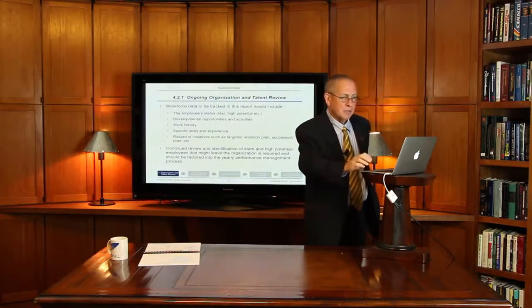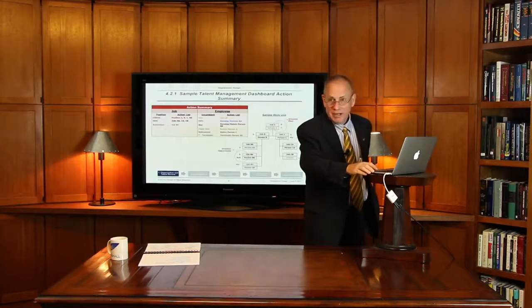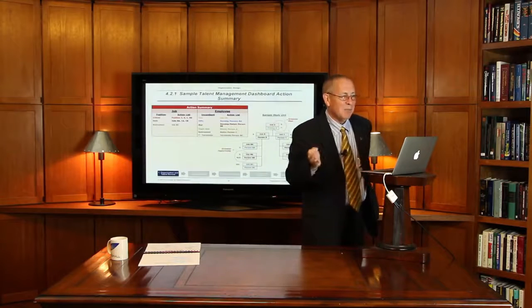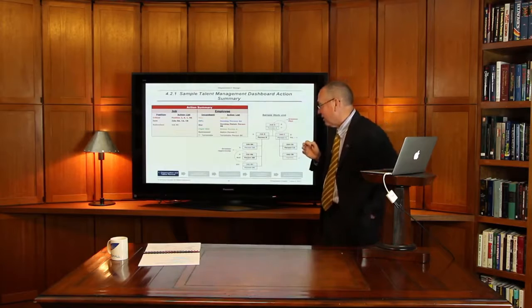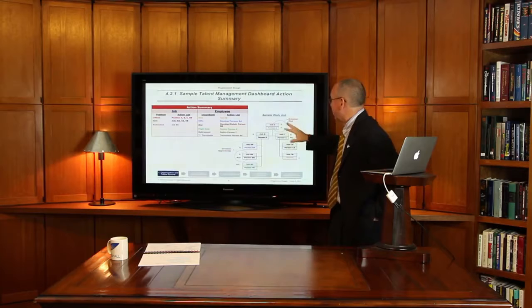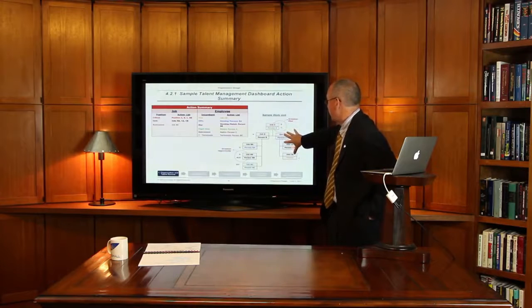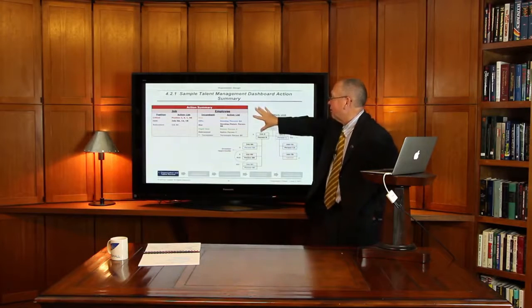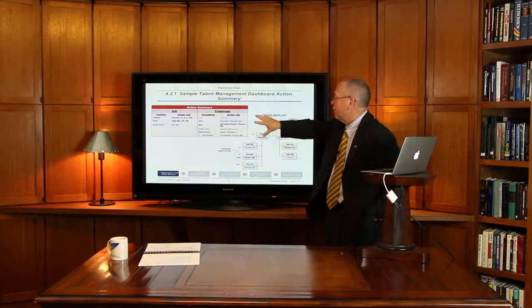Okay, so these are the kind of things we might do. Back to my colored slides here, a sample talent management action. I think we've identified some of these terms. So this is again our sample work unit. These are the legend, if you will. So we have critical positions.